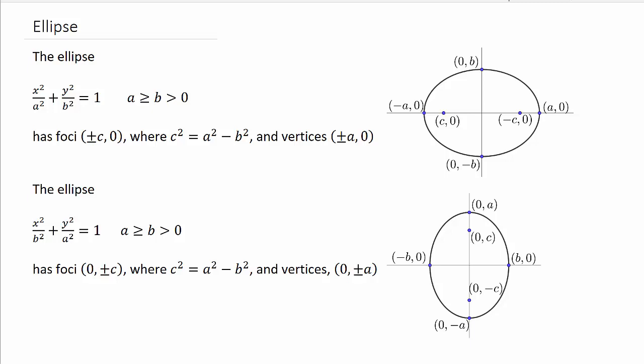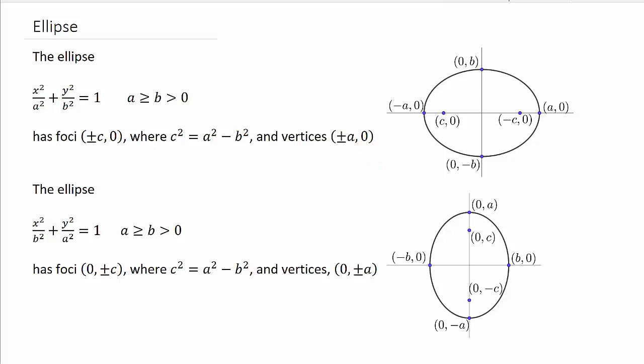We've got the ellipse. It's in the form x squared over a squared plus y squared over b squared equals 1, where a is greater than or equal to b, which is greater than 0. Foci plus or minus c, 0, and c squared is equal to a squared minus b squared, and vertices plus or minus a, 0.